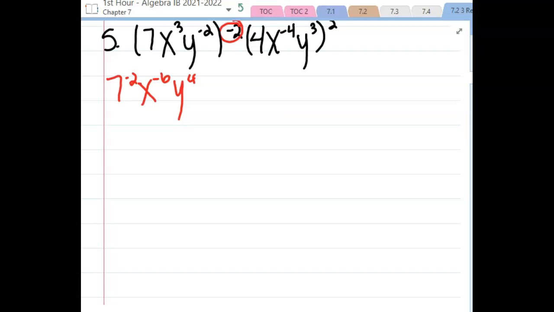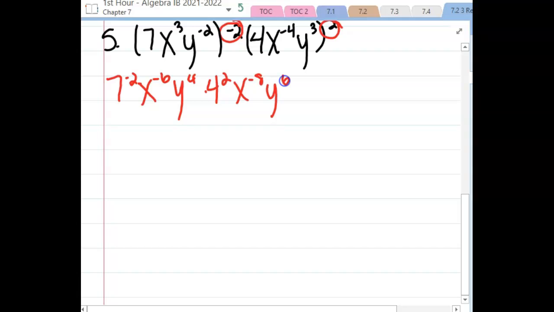Now in the second set of parentheses, everything gets raised to the 2nd power. We're going to square it. So we're going to take 4 squared. When I take x to the negative 4th squared, we take negative 4 times 2, which gives me x to the negative 8. And for the y's, you would take 3 times 2, which gives me y to the 6th. Now once again, this is just my preference.